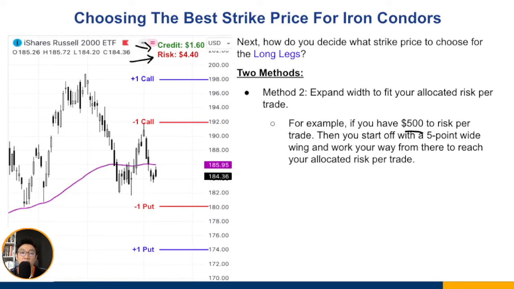So what do you do next? Again, you expand your wings. You widen out your wings even further, and now you have a 7-point wide wing. Now you take a look at your credit is $2 and your risk is $5, which means one contract is $500. And that means you have already hit the risk per trade that you want to put on for this trade.